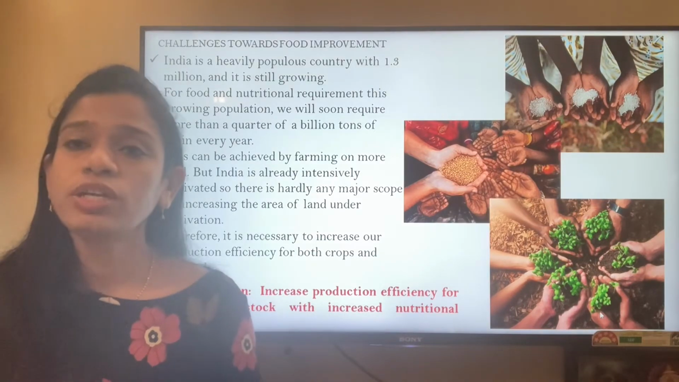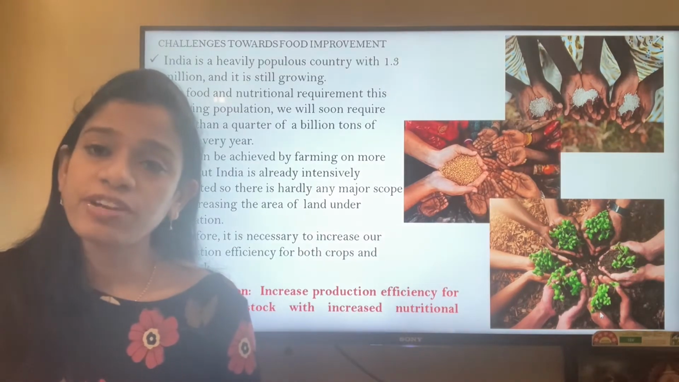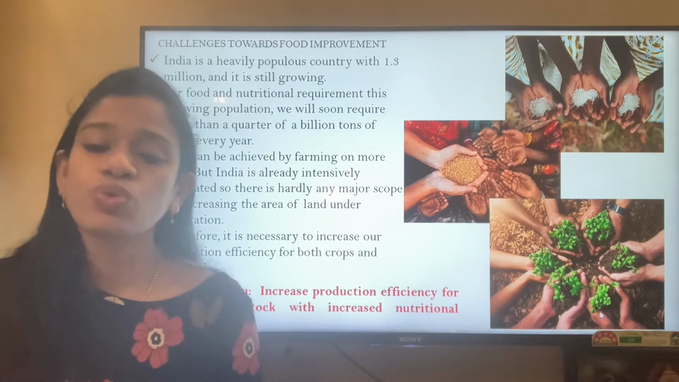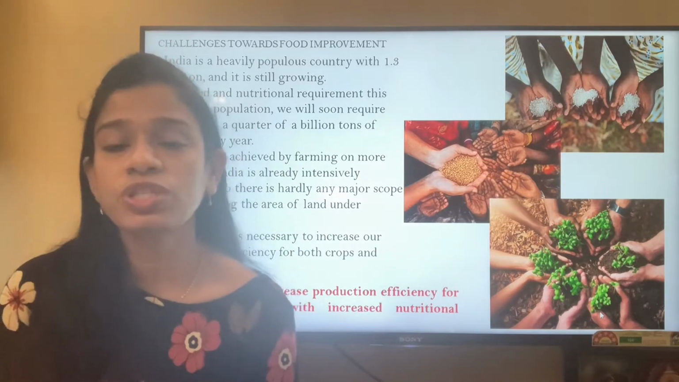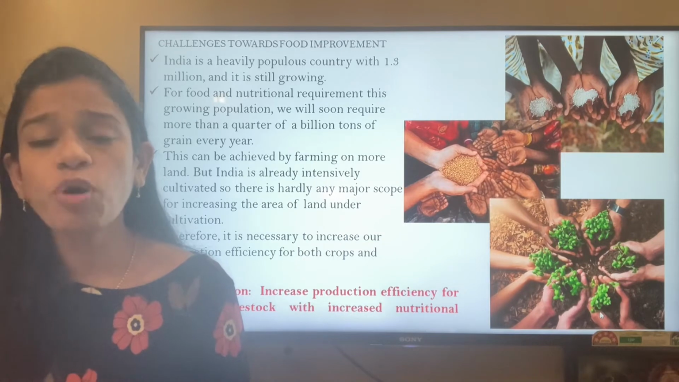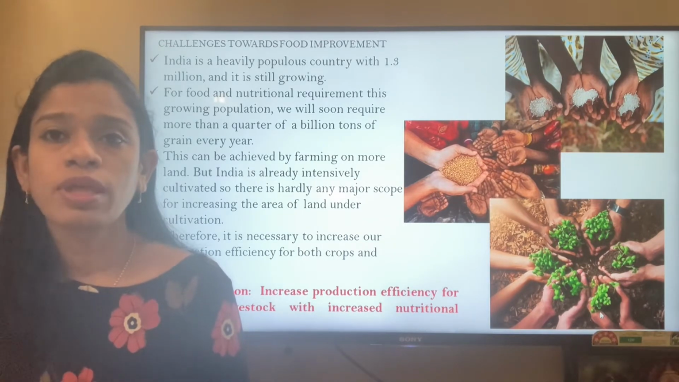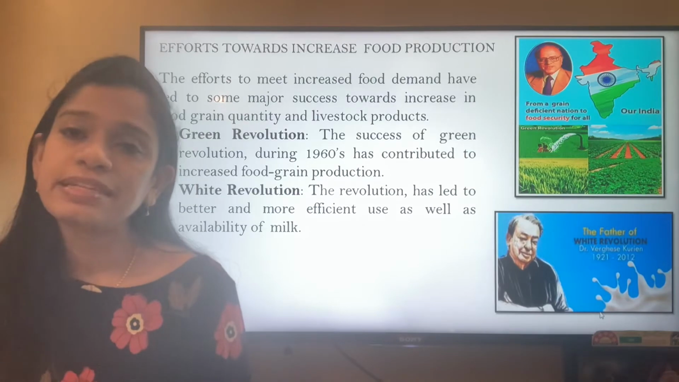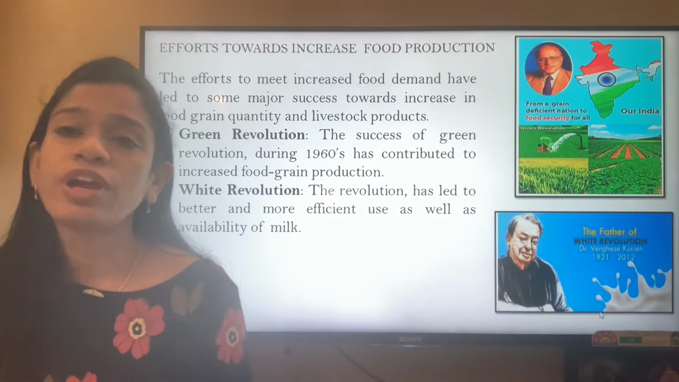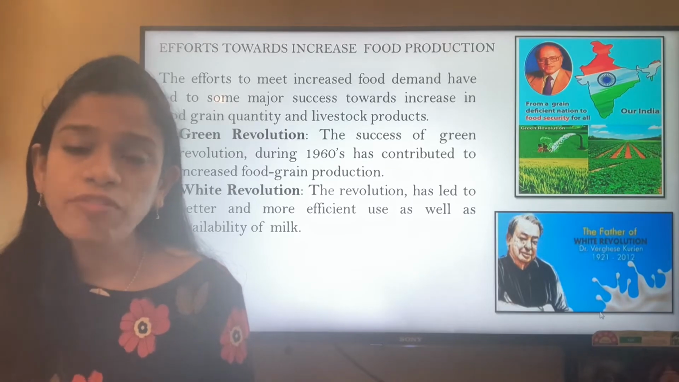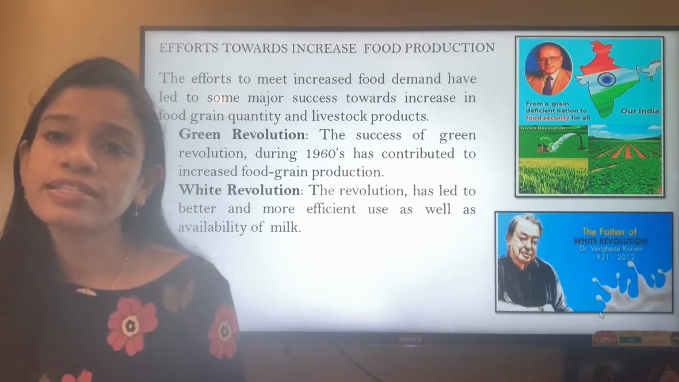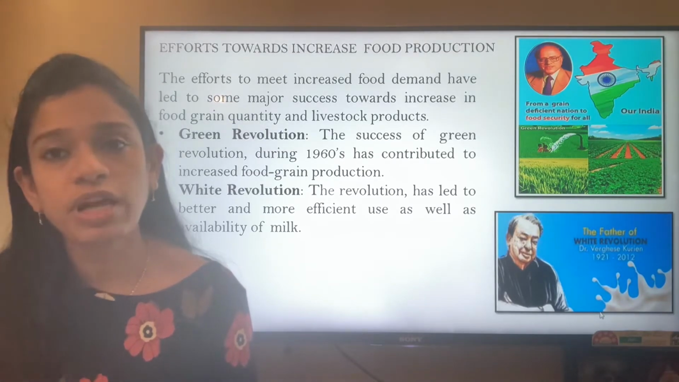Now, in order to meet this ever-increasing population of our country, production efficiency is a must in order to feed all the population of India. So in order to meet this increasing demand, in the 1960s, two revolutions took place, which brought about a huge change in the sector of agriculture as well as animal husbandry in India.